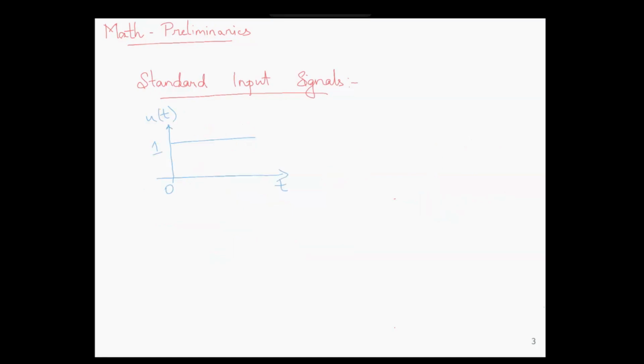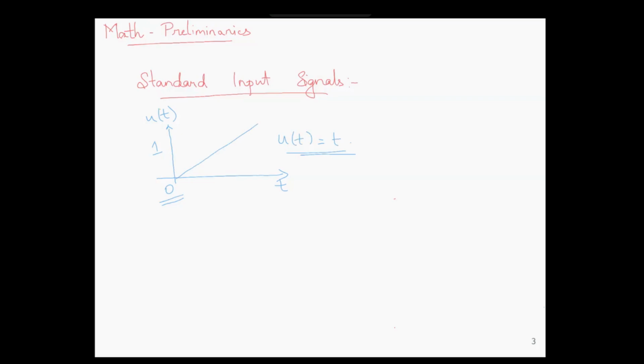The next kind of input is the unit step input, where we give a sudden change at time t equal to 0, and it has a magnitude of 1, and we maintain that value constantly as time progresses. So this is the most common type of input that we give to a system to analyze how it responds, to study about the system.